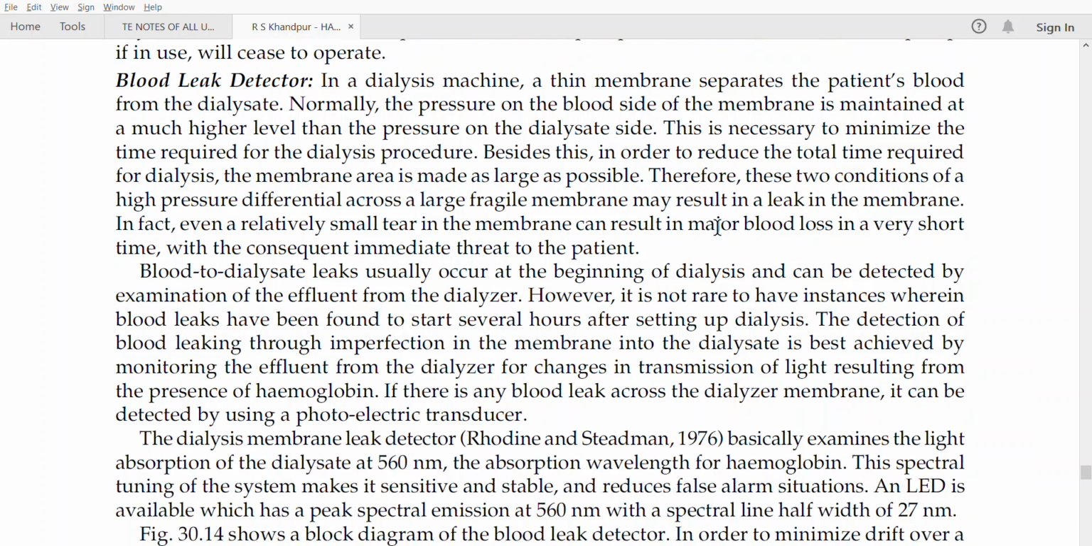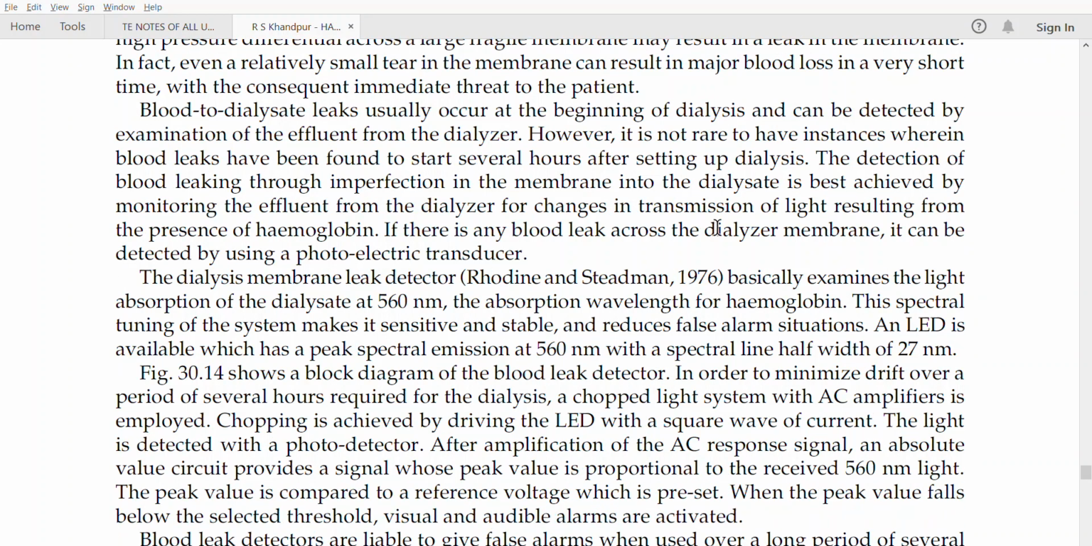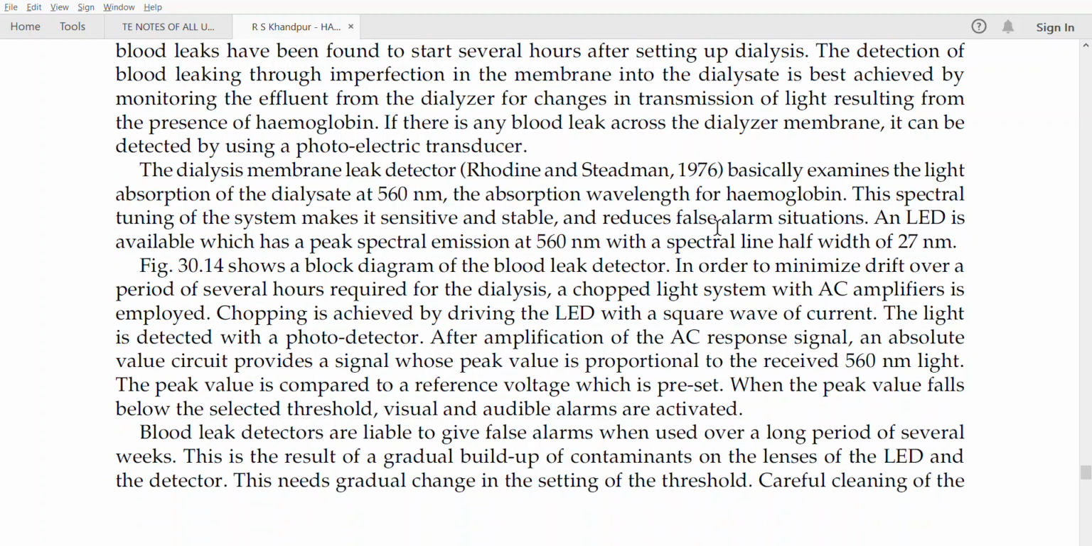The membrane leak detector basically examines the light absorption of the dialysate. It has a photo system that provides a light on the post-dialysate membrane, at 516 nanometers, and the absorption is measured by a detector. If there is blood, the absorptions are different, since peak spectral absorptions are different for blood and for other solutions. So it can tell you whether blood is present on the other side of the dialysate or not.